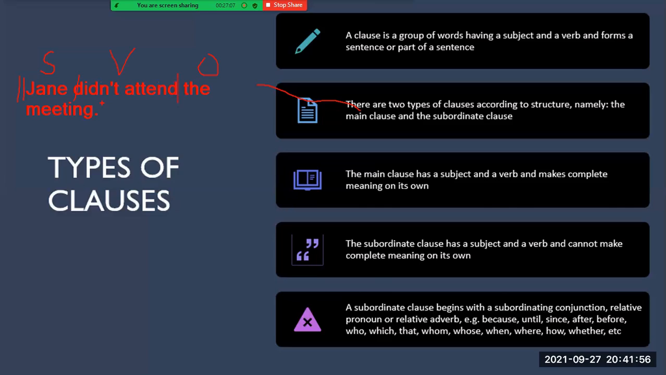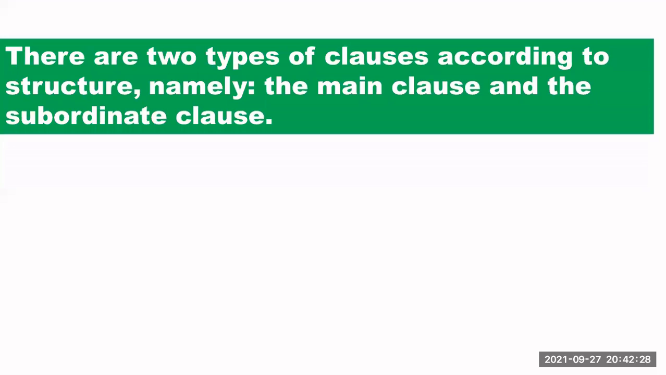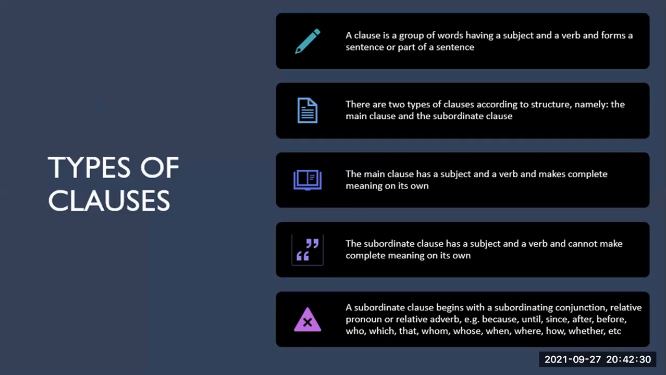If you omit the verb, then the sentence will make no complete meaning. You cannot say Jane, the meeting. Of course, if you omit didn't attend or attended, then it makes no sense at all. So the verb is the mandatory element, and the subject is also a major element, all right? Even when it is omitted, of course, it is implied. So that's the way it is.